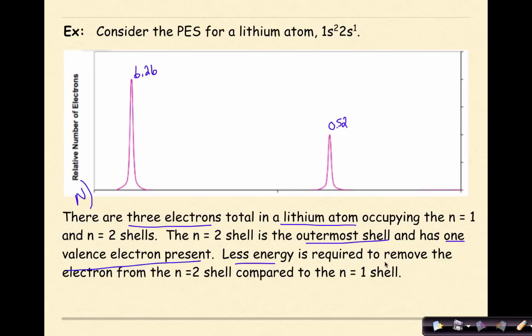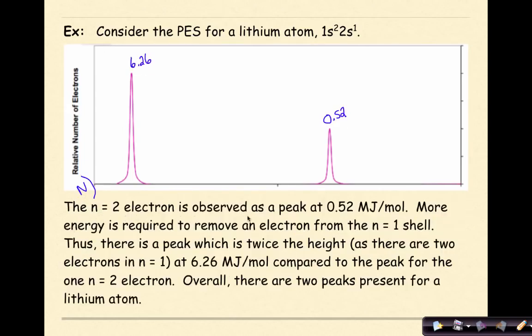Less energy is required to remove the electron from the second shell compared to the first shell. The n equals 2 electron is observed as a peak of 0.52 megajoules per mole. More energy is required to remove an electron from the n equals 1 shell. Thus, there is a peak which is twice the height, as there are 2 electrons in that first shell, at 6.26 megajoules per mole, compared to the peak for the 1 in the second shell.